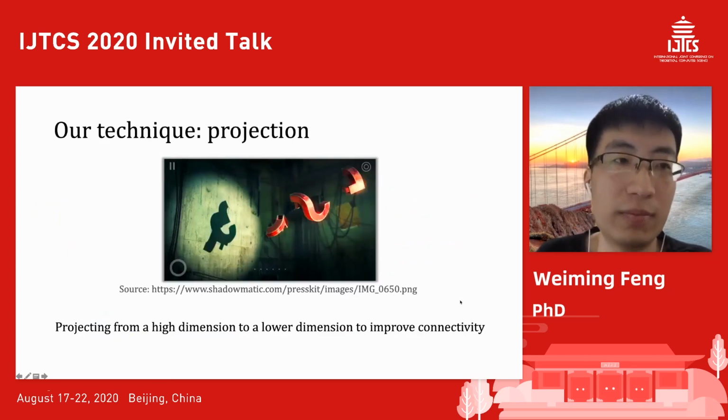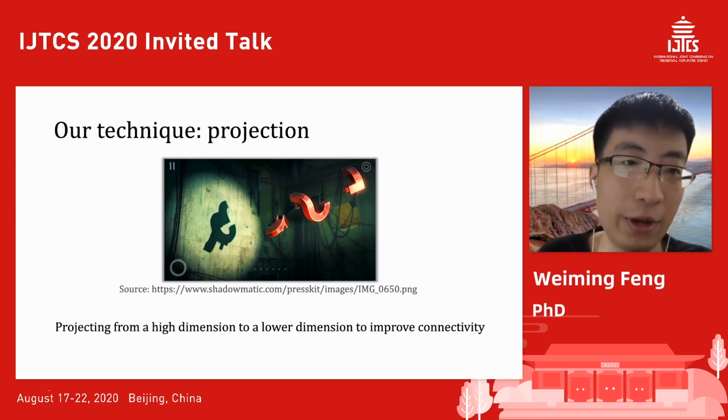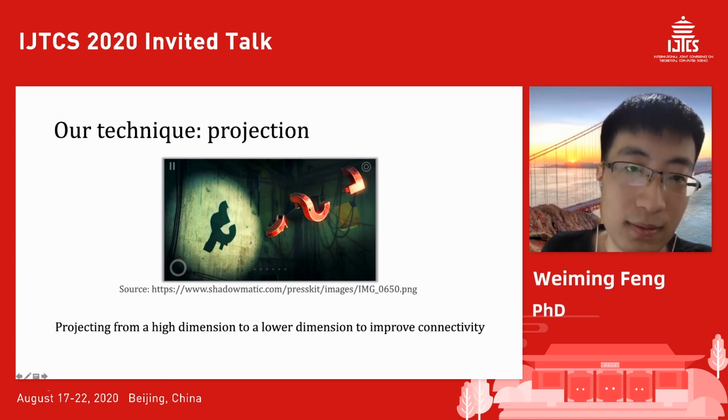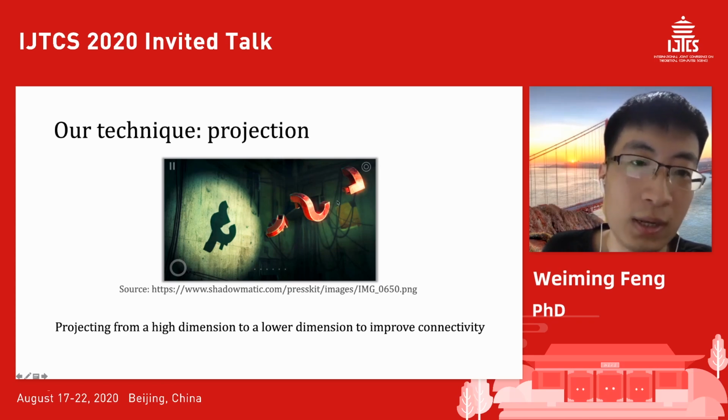The main contribution of this paper is a new technique to bypass such a connectivity barrier for sampling satisfying solutions. Our technique is a projection. We project from a high dimension to a lower one to improve the connectivity. Now, the principle of our algorithm can be illustrated by this picture. Look at these three red objects. The three red objects are disconnected in the three-dimensional world, but after the projection, their shadows become connected in the two-dimensional world.